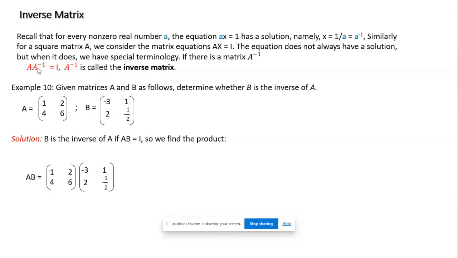So when I multiply a matrix with its inverse, what I'm going to get back is the identity of that matrix. I'm going to get one.